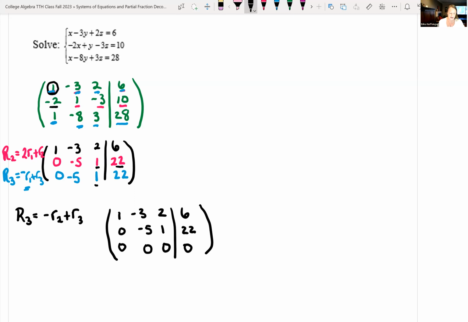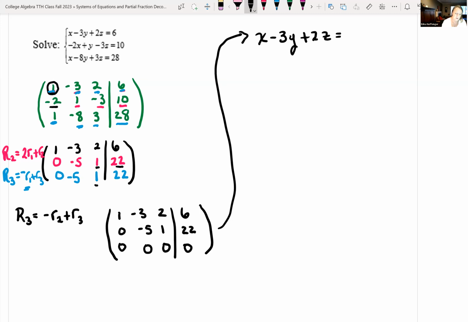And so let's go back and rewrite what this system of equations is with this matrix. If we rewrite this, this is x minus 3y plus 2z is equal to 6. Our next equation is 0x minus 5y plus z equals 22. So our solution depends on what we choose x or y to be.